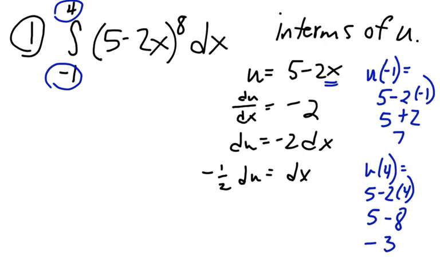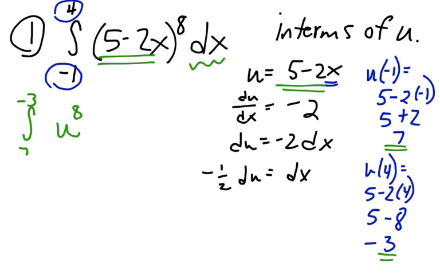So now I'm going to go back and rewrite my integral as the integral from, instead of -1, replace it with 7, and instead of 4, replace it with -3. My 5 minus 2x is going to be replaced with u to the 8th power, and then the dx will change to a -1/2 du.